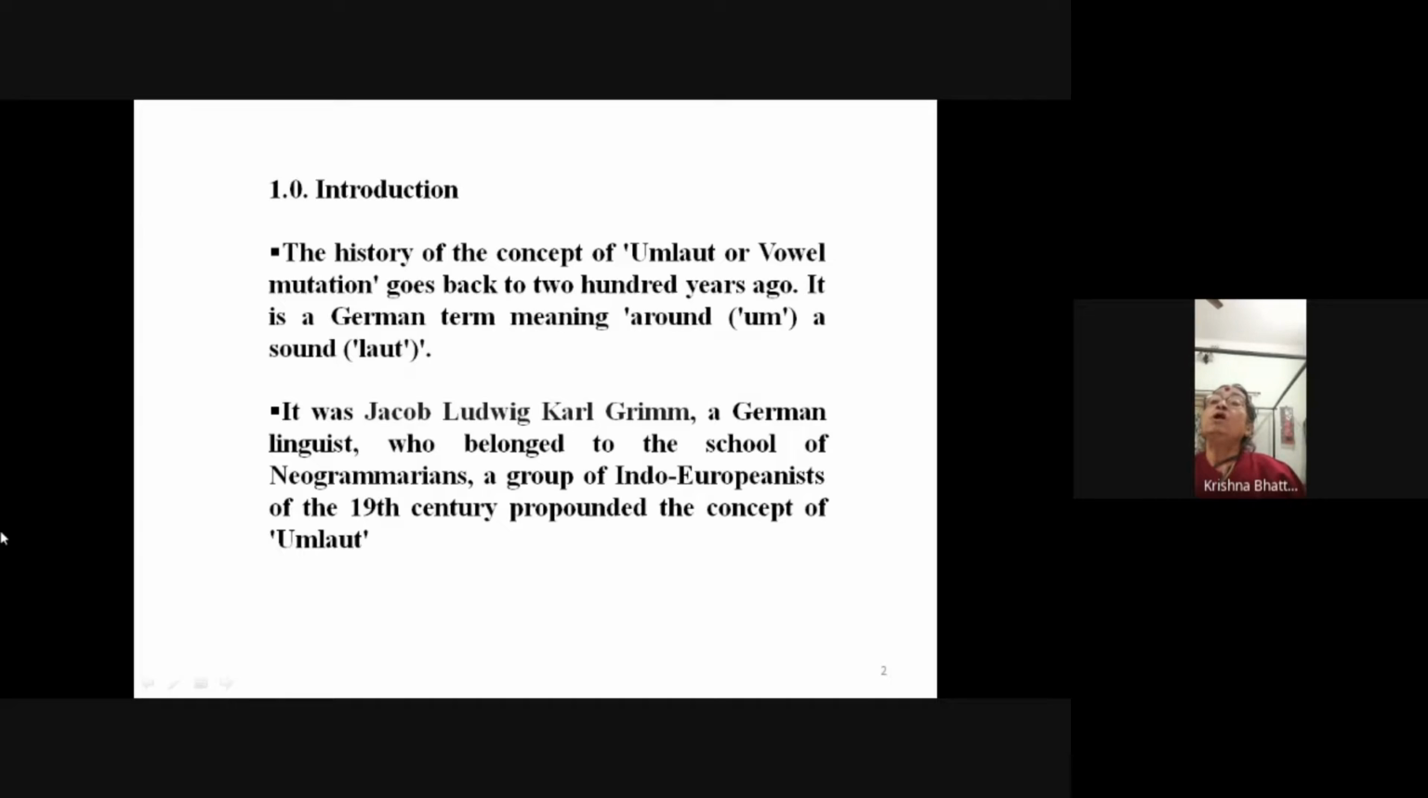The history of the concept of umlaut or vowel mutation goes back 200 years. It is a German term meaning "around sound": um meaning around, and laut meaning sound. It was Jacob Ludwig Karl Grimm, a German linguist who belonged to the school of neo-grammarians, a group of Indo-Europeanists of the 19th century, who propounded the concept of umlaut.